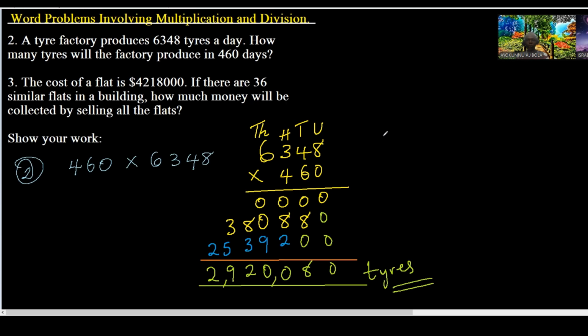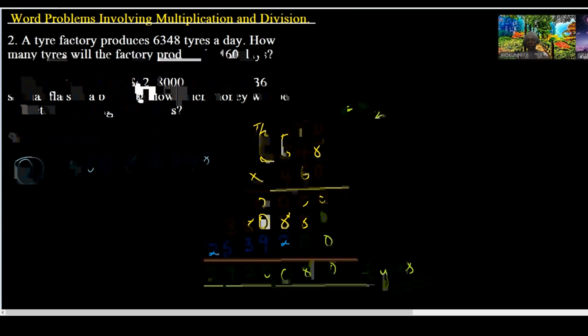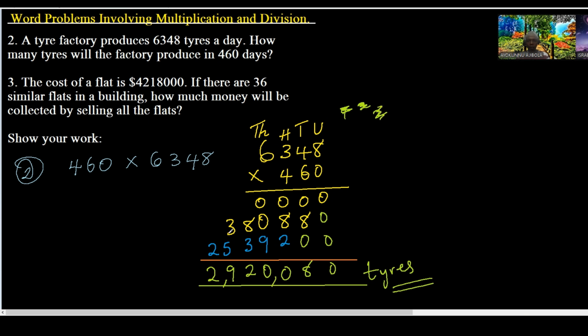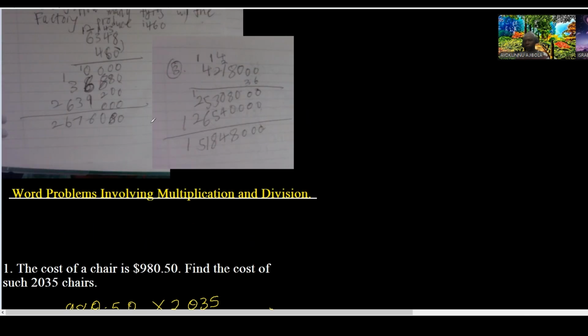Is this number 2? 0 times all of them gives me 0, right? Yeah. Then 6 times 8 is 48. I write 8, I keep 4. Then 6 times 4 is 24 plus 4, that's 28. I keep 2. Then 6 times 3 is 18 plus 2, that's 20. I write 0, keep 2 again. Then 6 times 6 is 36 plus 2, that's 38. Did you get 38, 0, 8, 8? No, you didn't get that. Okay?